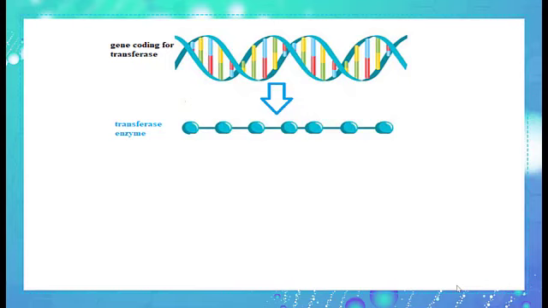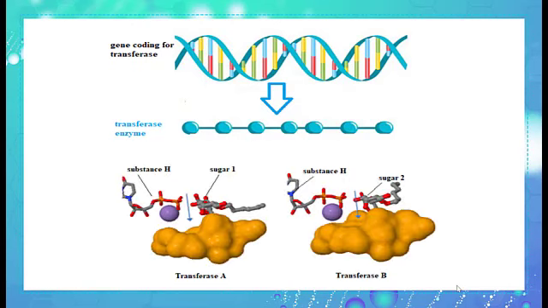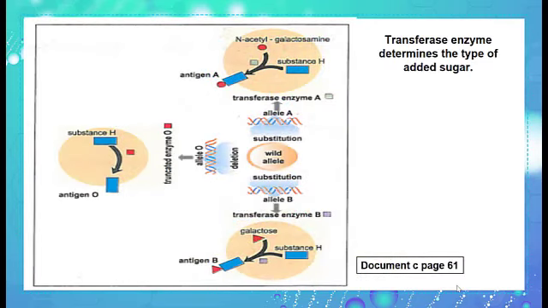It is the gene coding for transferase that was mutated by different mutations to give different forms of transferase enzyme. Each enzyme adds a different sugar or doesn't add a sugar at all. Transferase enzyme was coded by three allelic genes A, B, and O that control the type of fixed sugar on red blood cells and allows the appearance of different blood groups.